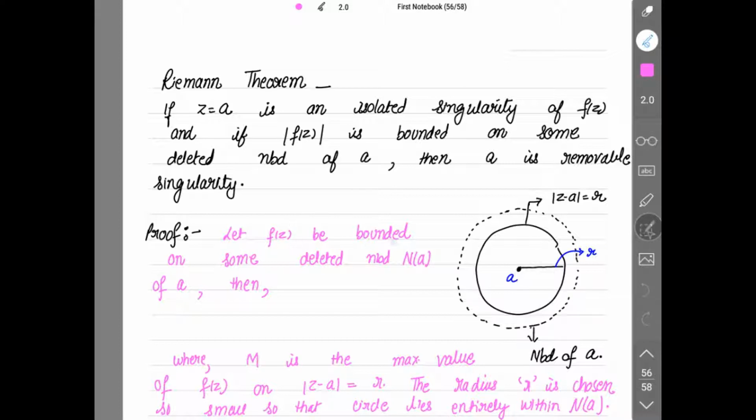Now let f(z) be bounded on some deleted neighborhood of a. It is also given to us that mod f(z) is bounded. So bounded means mod of f(z) is less than or equal to M, where M is the maximum value of f(z) on the circle mod z minus a equal to r. So I have the maximum value M on the circle, and the radius r is chosen so small that the circle lies entirely within this neighborhood of a. Clear?